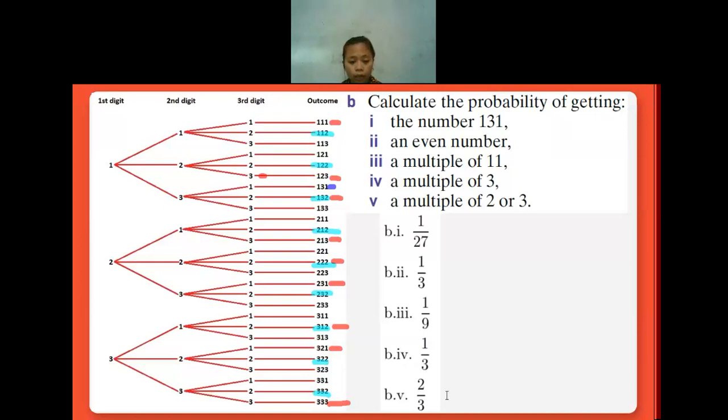Oopsies, wait. Sorry, I made a typo. When I count 1, 2, 3, 4, 5, 6, 7, 8, 9, 10, 11, 12, 13, 14, 15, it's supposed to be 15 out of 27. Sorry. So 15 out of 27, we can simplify it into 5 over 9.